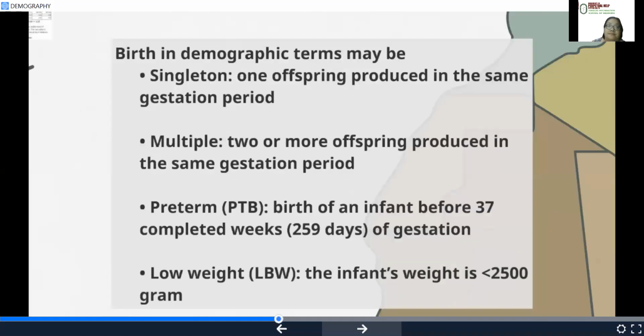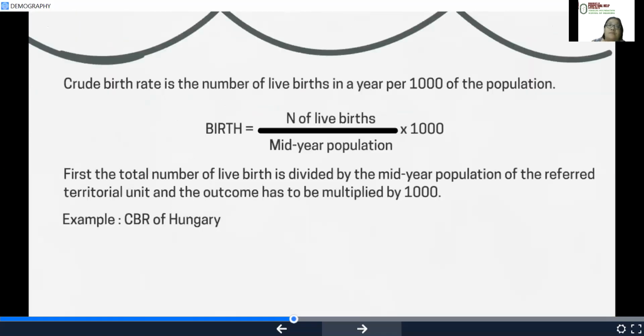Okay. So crude birth rate as computed is the number of live births in a year per 1,000 population. So birth rate would be the number of live births over mid-year population times 1,000. So first, the total number of live births is divided by the mid-year population of the referred territorial unit, and the outcome has to be multiplied by 1,000.